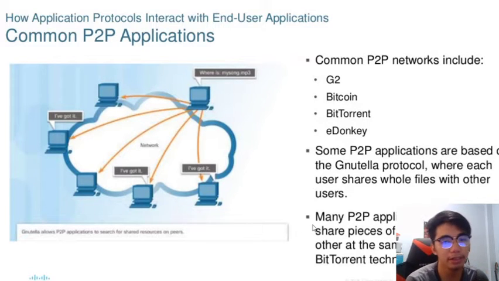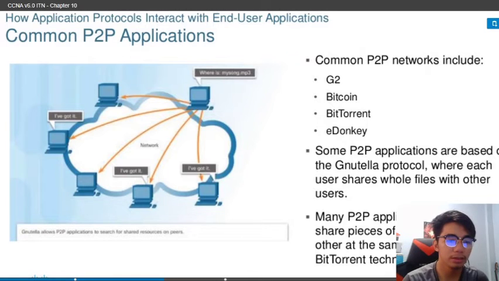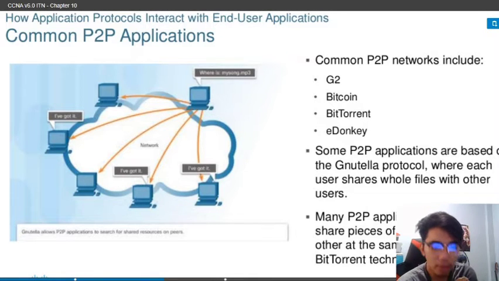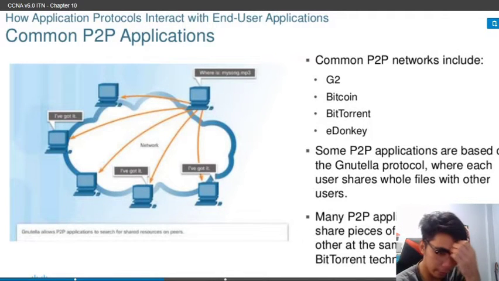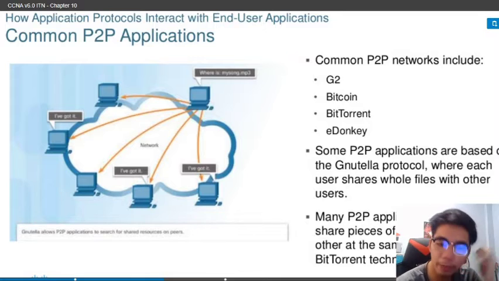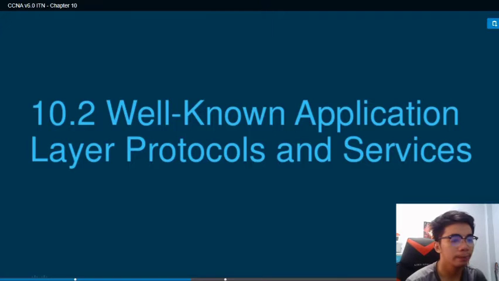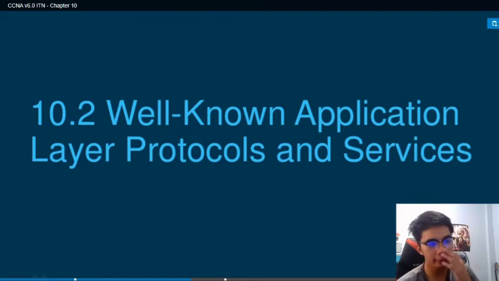Some P2P applications are based on the Gnutella protocol, wherein users share whole files with each other. Many P2P applications allow users to share pieces of many files with each other at the same time. This is BitTorrent.